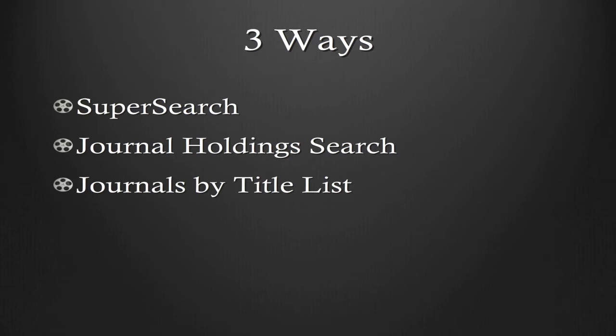There are basically three ways to find an article from a citation at the Sturgis Library, and that includes the super search, the journal holding search, and the journals by title list. We can take a look at each one of those individually.